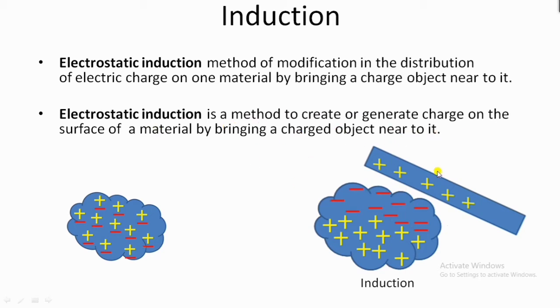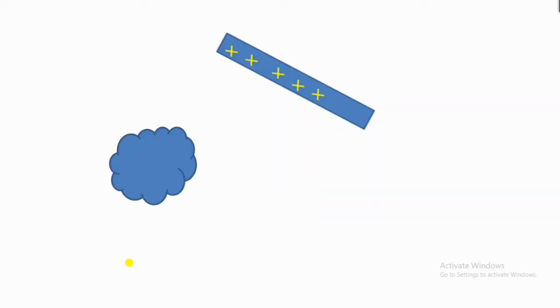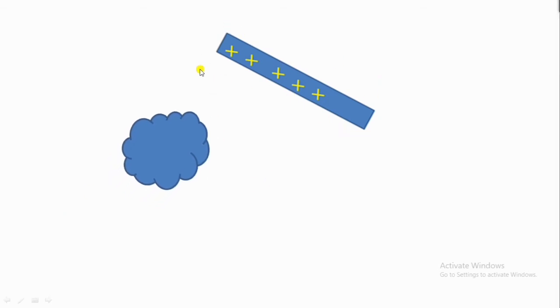So you can see by bringing the glass rod near to this, we are generating negative charge out here. So now let's take an example. Suppose this is an object and this is a positively charged glass rod, and this is getting attracted to the glass rod. Now the question is, what should be the charge of this object?